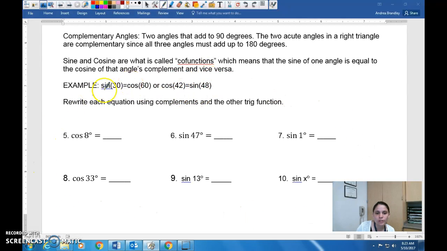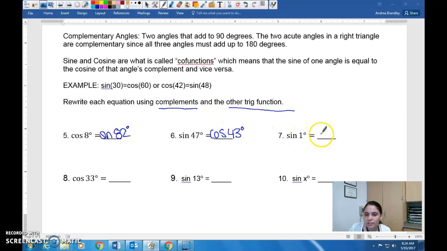So in all of these examples, we're going to use that idea to rewrite each equation using their complements and the other trig function. So the complement of 8 is 90 minus 8, which is 82. And then the co-function, the other trig function of cosine, is sine. So the cosine of 8 is equal to the sine of 82. Versus number 6, if I do 90 minus 47, I'm left with 43 degrees. And the other trig function of sine is cosine. So the sine of 47 is equal to the cosine of 43. And you could plug both of these into your calculator and you really would get the same thing. The sine of 47, the cosine of 43 would give you the same answer.